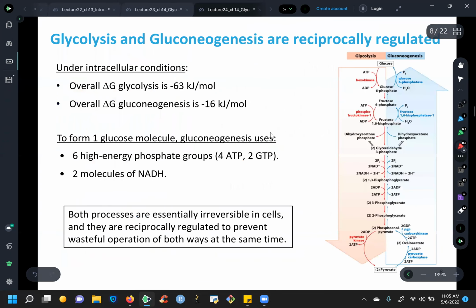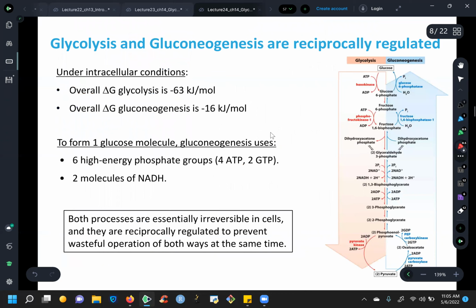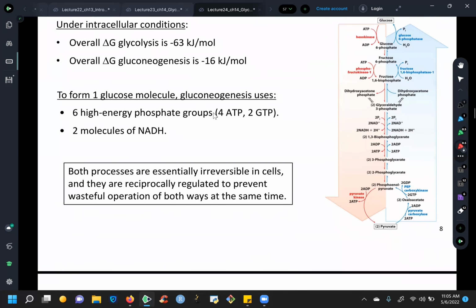Glycolysis and gluconeogenesis are reciprocally regulated. Under cellular conditions, overall, the standard free energy change in glycolysis is -63, and in gluconeogenesis it is -16. So that's really different. To form one glucose molecule, gluconeogenesis uses 6 high-energy phosphate groups, 4 ATPs and 2 GTPs, and 2 molecules of NADH. I can almost guarantee this is going to be on the final.